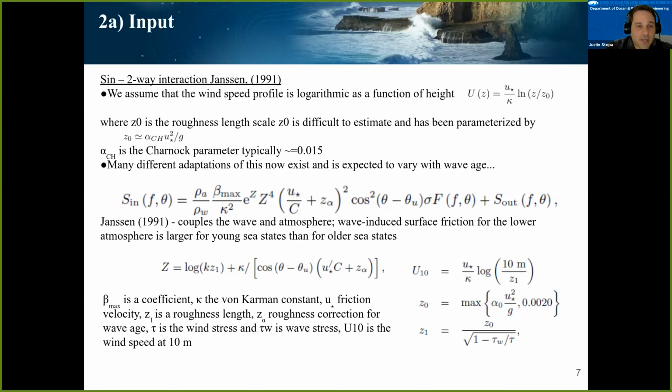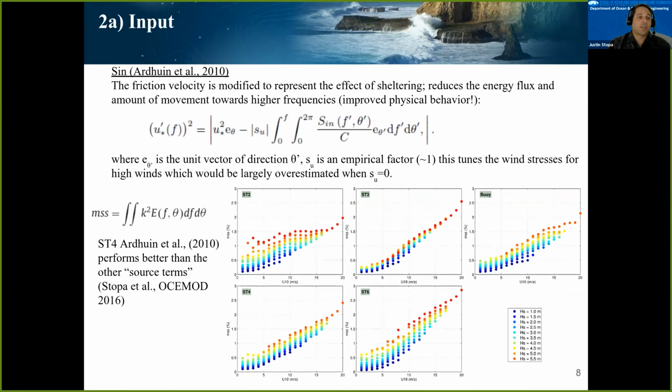So the next advancement in this line of research came more recently in 2010, and this was from Arjuan et al. What Arjuan did was build on Peter Janssen's formulation. His addition was that U star, or friction velocity, should be written this way. And really, it's the addition of this term right here, which was the major contribution.